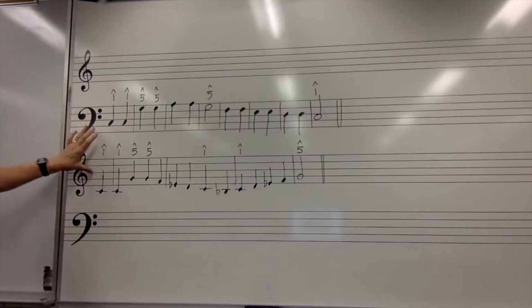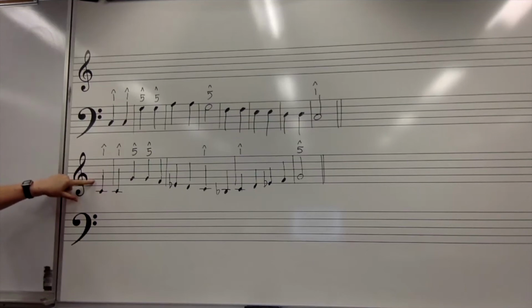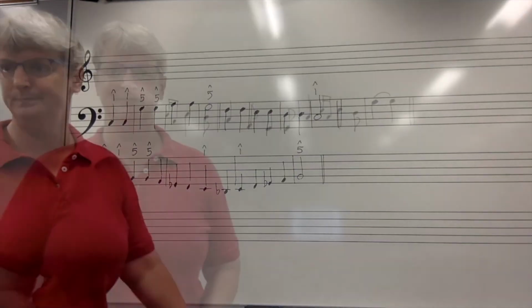Both of these melodies are in the key of C, but Twinkle, Twinkle, Little Star is in C major, and God Rest Ye Merry Gentlemen is in C minor. So the key is the same, but the modes are different.